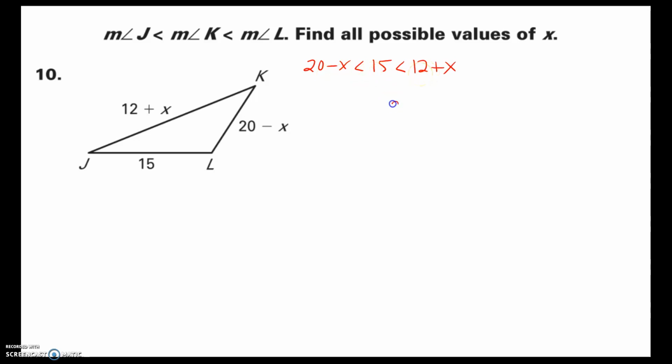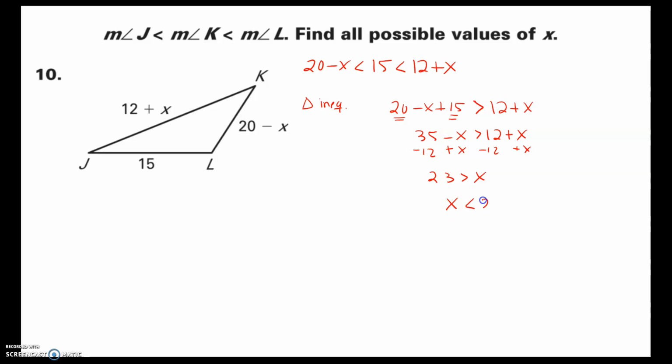So let's check that here. I'm going to get 20 minus x plus 15 has to be greater than 12 plus x. And this is by my triangle inequality theorem, right? So I have to check that two sides are greater than the third. So now I'm going to solve this. I'm going to combine like terms, and I'm going to get 35 minus x is greater than 12 plus x. I'm going to add x to both sides, and I'm going to subtract 12 from both sides. So I'm going to get 23 is greater than x. I'm just going to flip these around so my x goes first. So x is less than 23. It's the same thing, just the opposite way here. Oops, I'm sorry, 2x. And so when I divide everything by 2, I get x is less than 11.5.